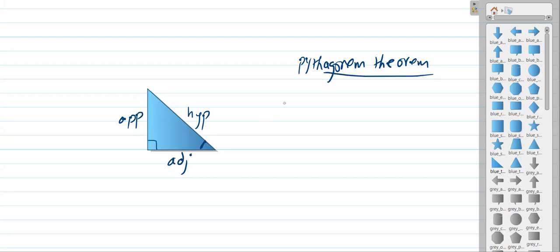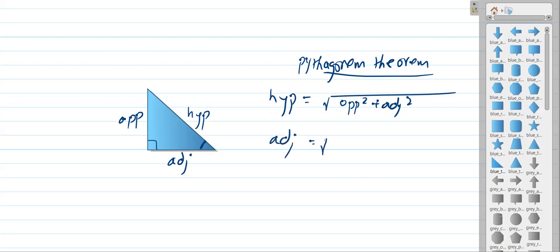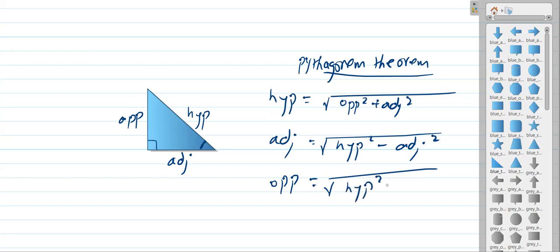Pythagoras theorem, the equation of the Pythagoras theorem is: hypotenuse will be equal to square root of opposite square plus adjacent square. And adjacent is hypotenuse square minus opposite square. And the opposite is hypotenuse square minus, no, sorry, here it will be opposite, okay? And if it is opposite, so adjacent square you subtract.